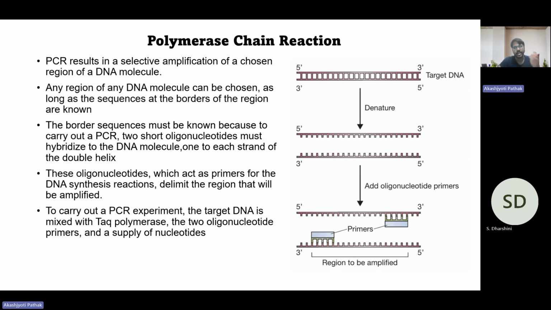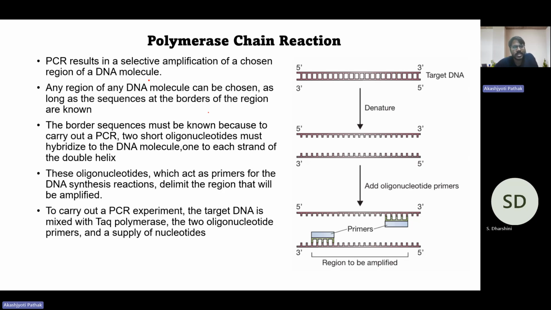The NCBI database will have all the sequences for a particular protein. Now you know the particular gene and its sequence, and then you can directly do polymerase chain reaction, amplify your gene of interest, clone it in a suitable vector and express it in a host cell. So in polymerase chain reaction, what is done? It is a selective amplification of a chosen region of a DNA molecule. If you want to amplify a particular region of DNA, then you go for a PCR reaction.